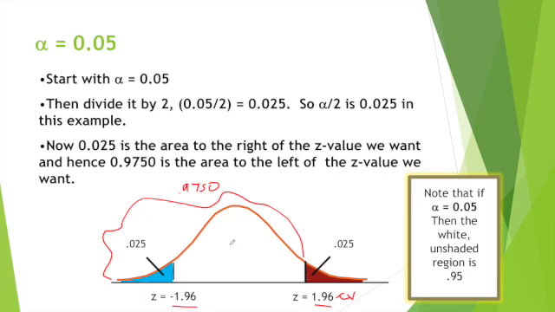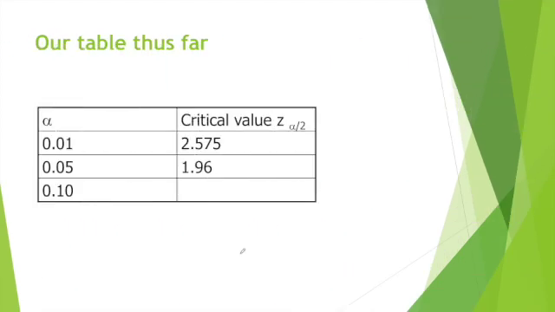And because we're constructing our 95% confidence interval, the area in white is 0.95. All right, so now we have, for our 99% confidence interval, a critical value of 2.575. And for our 95% confidence interval, we have a critical value of 1.96. Last but not least, let's take a look at finding our critical value for our 90% confidence interval.